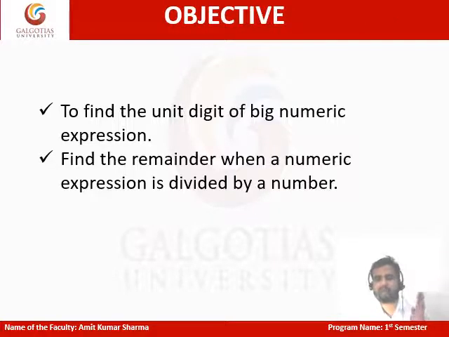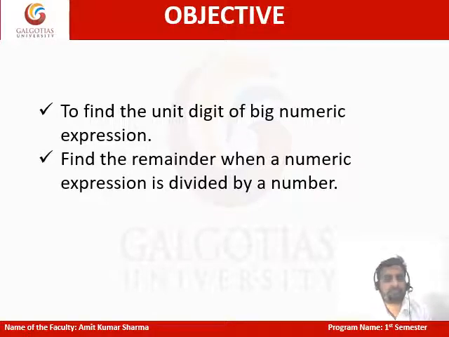Yes, what is the objective of today's session? If there is a big expression given, like some numbers given in multiplication or addition or maybe subtraction, means a big numeric expression is given to us, and we have to find out the unit digit or last digit of the expression. How can we find out this? We'll learn in this session.